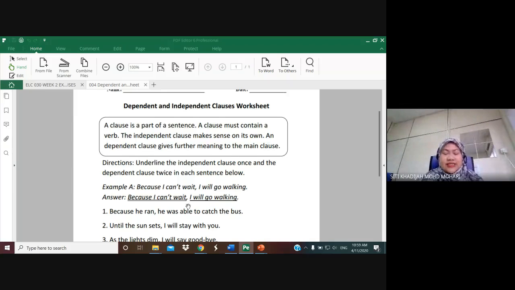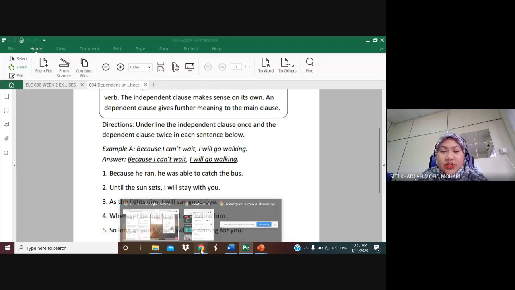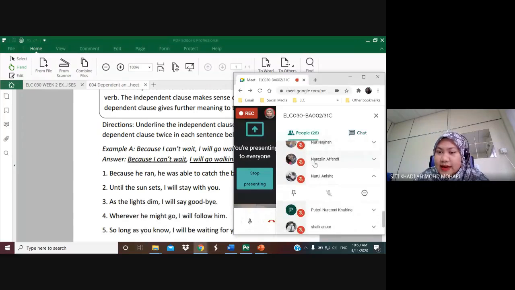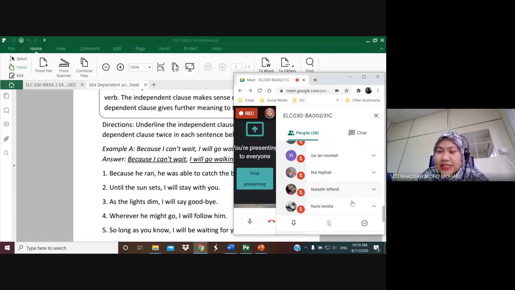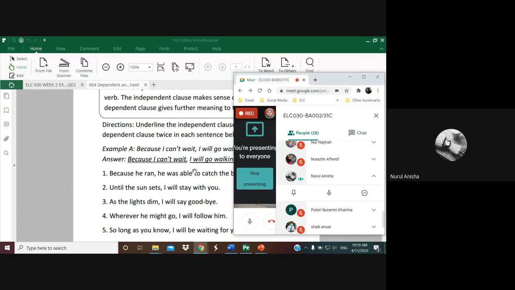Now, this one is really simple. You just have to indicate which one is independent, which one is dependent. So we are going through questions 1, 2, 3 in one go. We are going to ask Azlin. Anisha, are you here, Anisha? Nurul Anisha. Yes, madam.